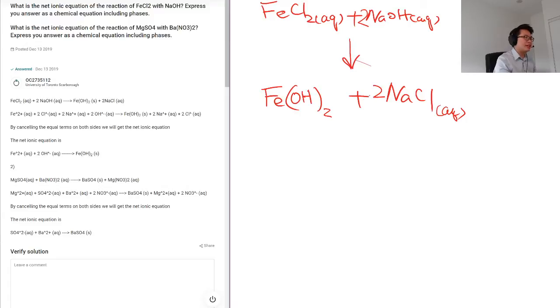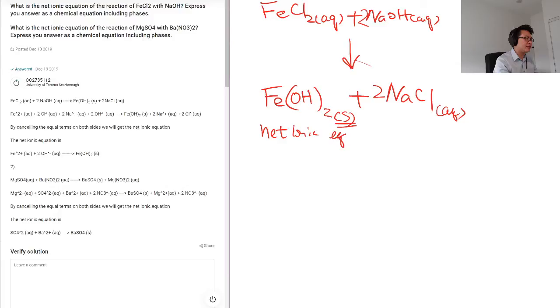The other compound that forms is from the interaction between iron and hydroxide ion. Again, when we look at our solubility table, we should find that iron hydroxide is not soluble, or I would say slightly soluble. So that's why we should have a solid being formed over here. Okay, so we have a complete reaction equation, and now we have to write the net ionic equation.